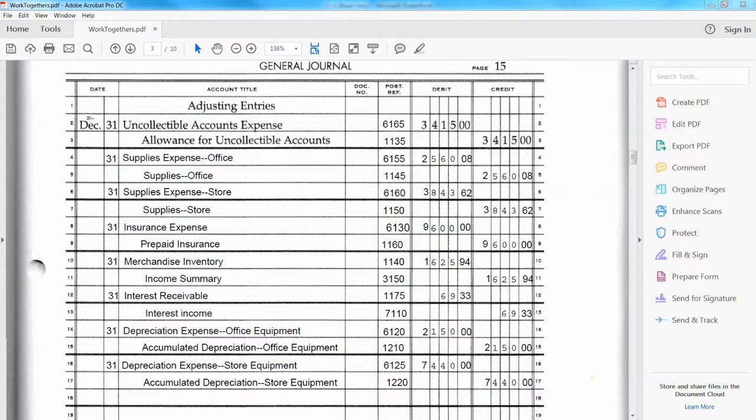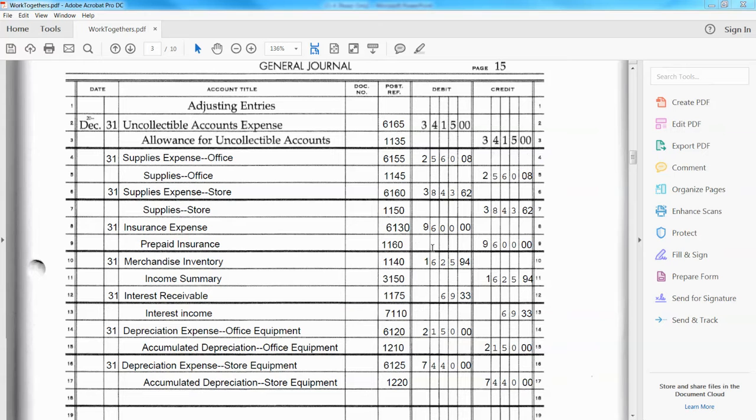15.4 work together. All right, this is kind of a long work together, so I've done a little bit of the work ahead of time, and I'm going to scroll through some pages slowly. You can pause the recording as you need to and copy down what you need to, and then move on. But the first step says to post from the general journal. So you can see I have already posted all of these transactions from the general journal.